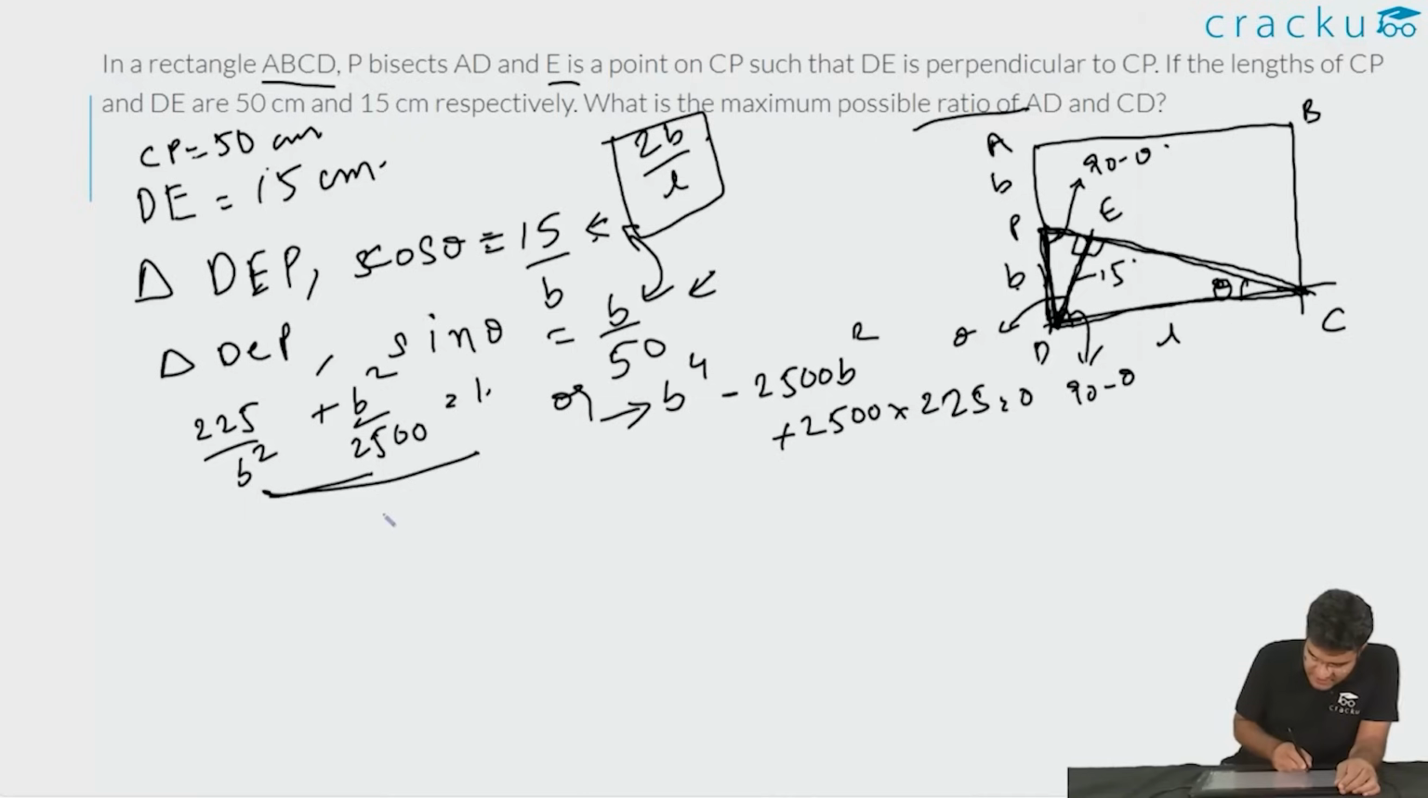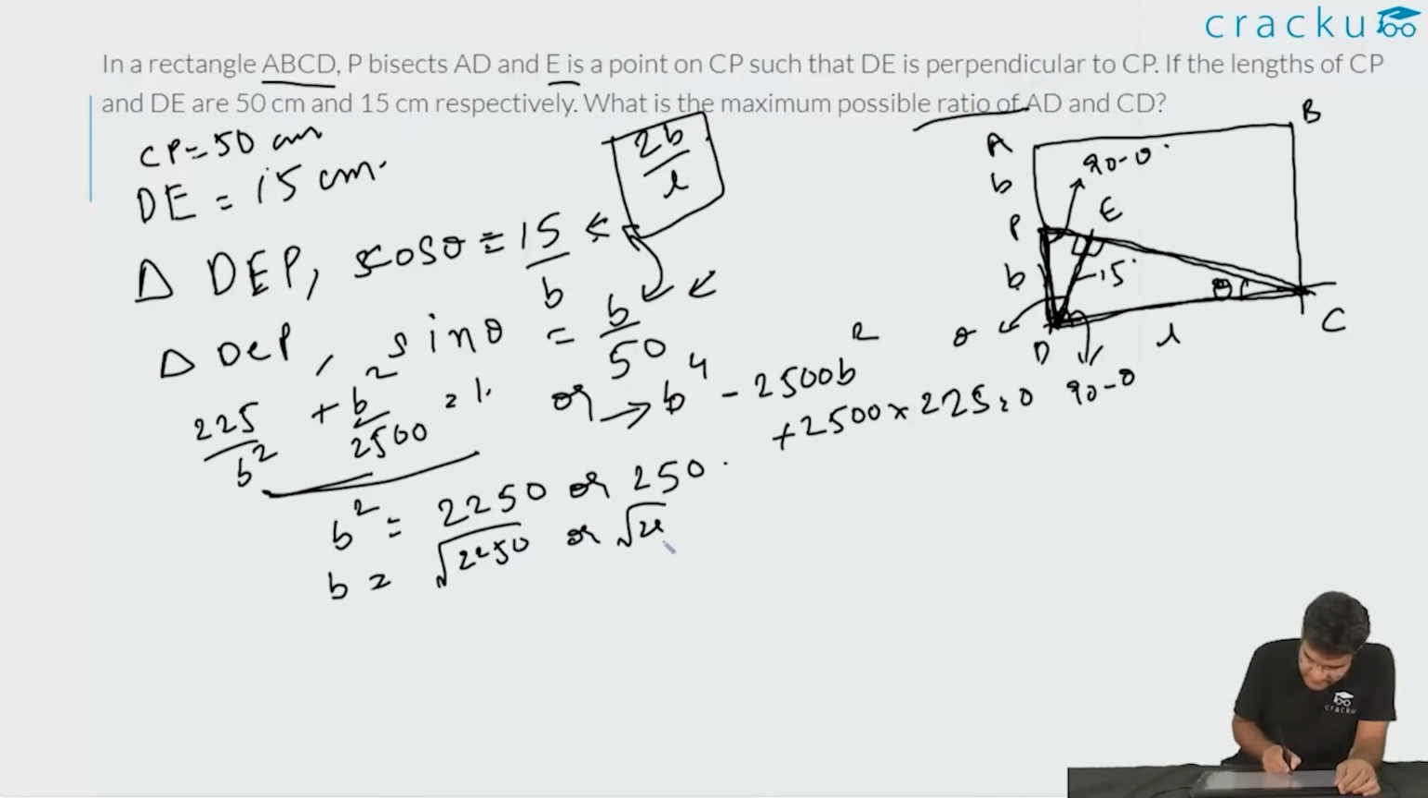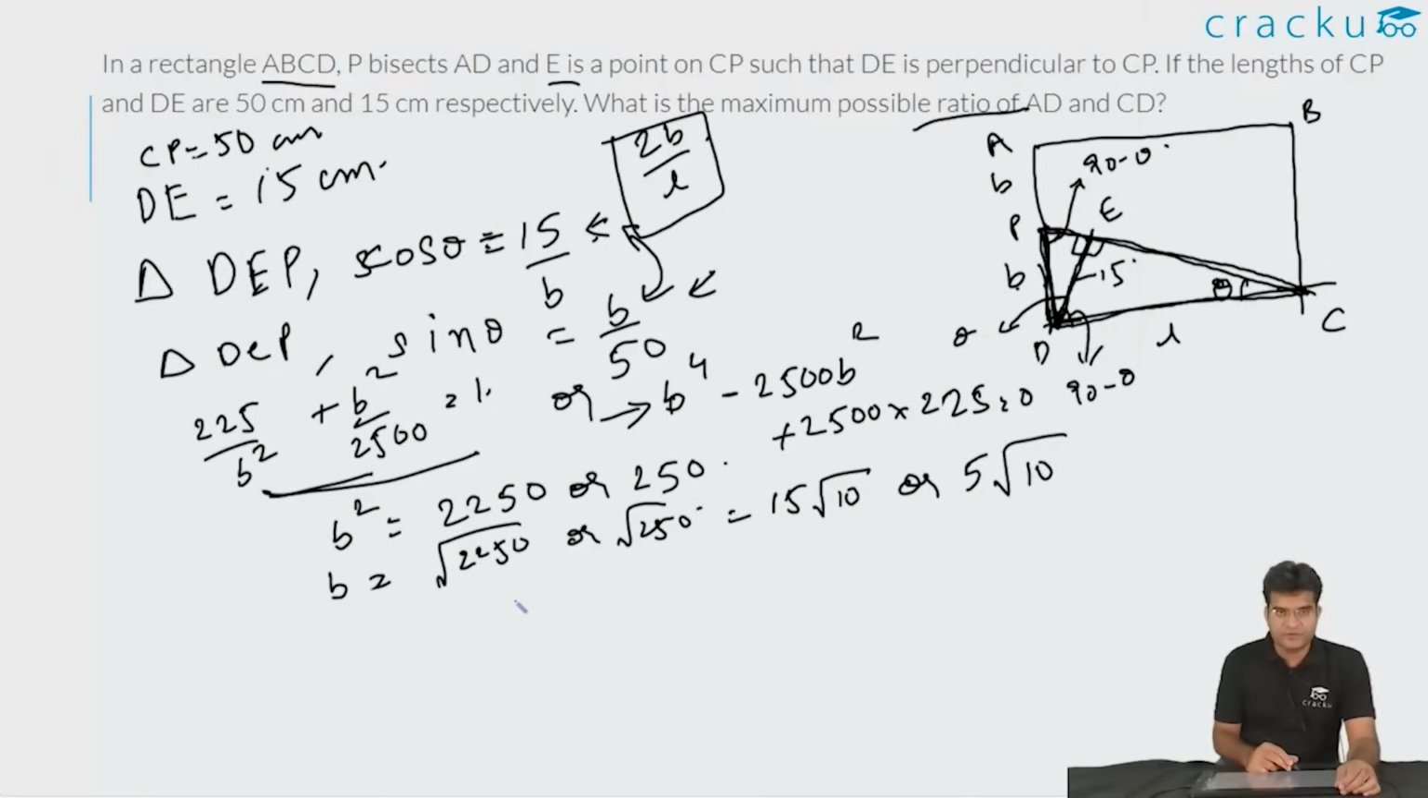Now if you solve this, you will get that this is a simple quadratic equation in b square, and b square will be equal to 2250 or 250. So b square has two possible values. So the value of b will be square root of 2250 or square root of 250. That is, it will be either 2250 is 15 root 10 or 250 is 5 root 10. Remember that 5 square is equal to 25 and 15 square is equal to 225.